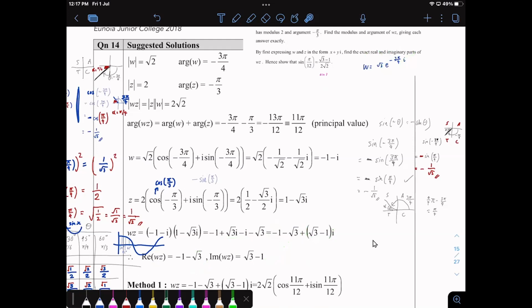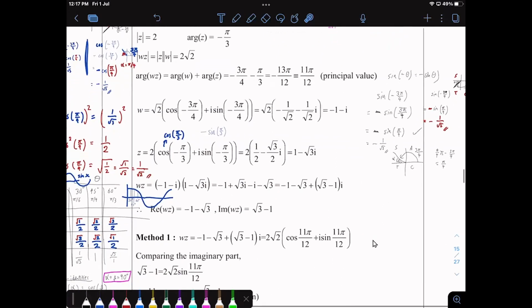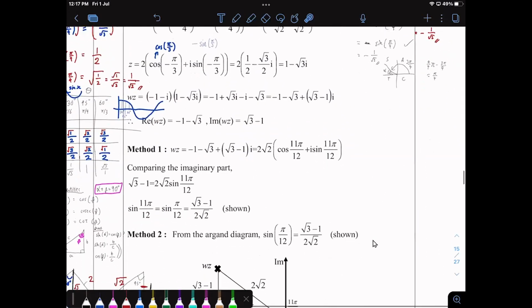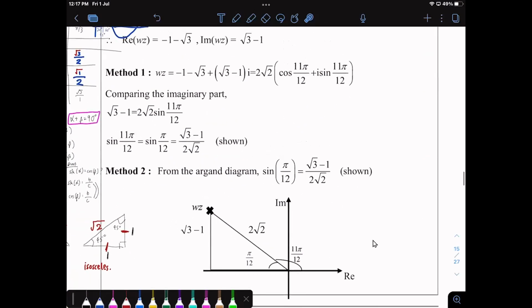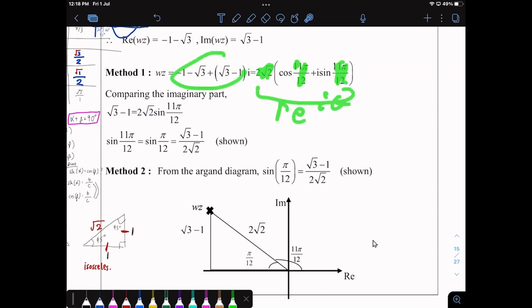Okay, good. Now you want to hence show that sine pi by 12 is this exact value. Very rare question, but possible to come up. There are a few methods. Method 1: we review this diagram. What we have found out is WZ is equal to this plus this I. We also found out from the previous part that R is 2 root 2 and the argument is 11 pi over 12. So there are two formats: this is the R e to the I theta format, and that's the x plus yi format.